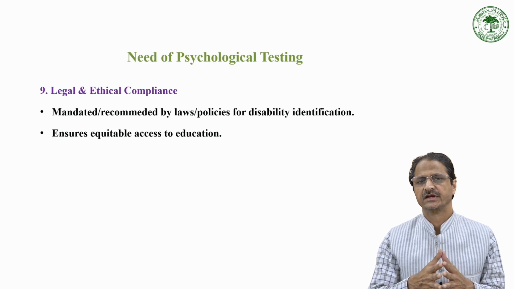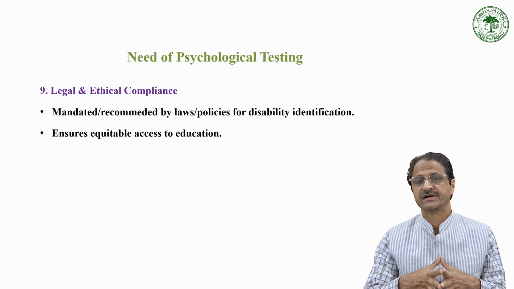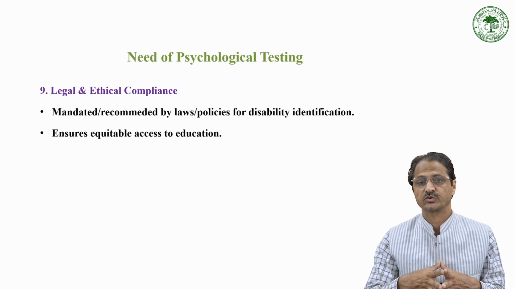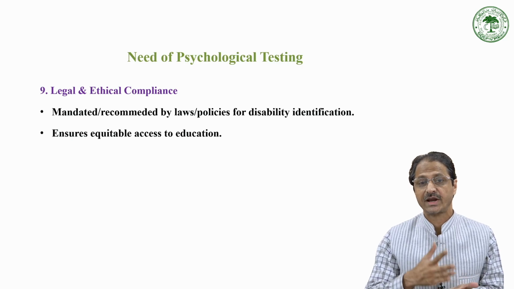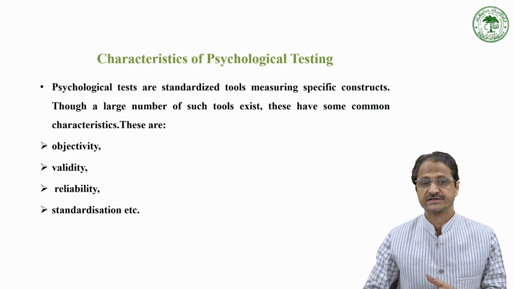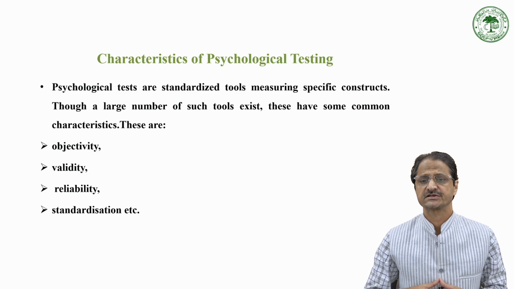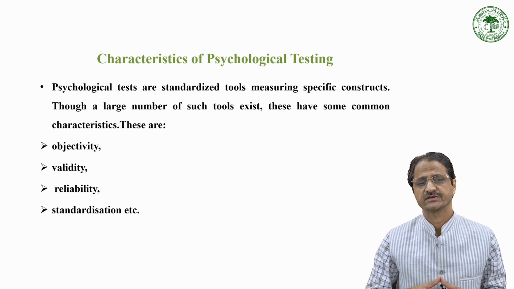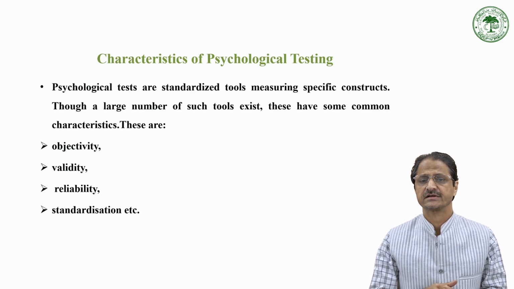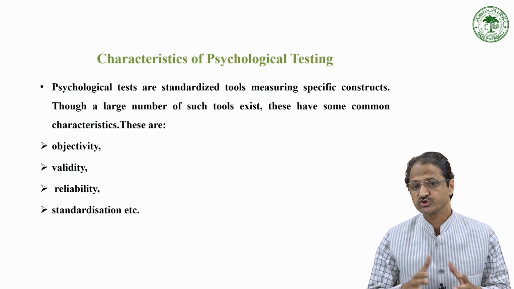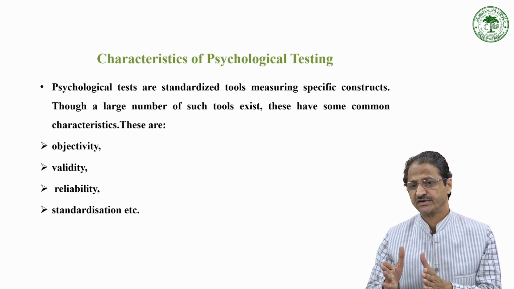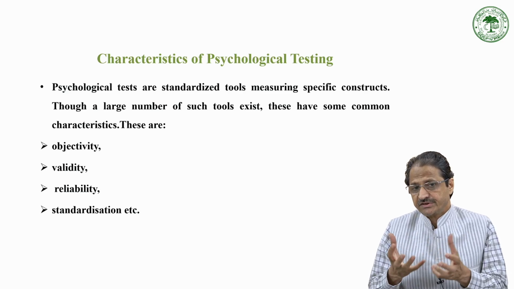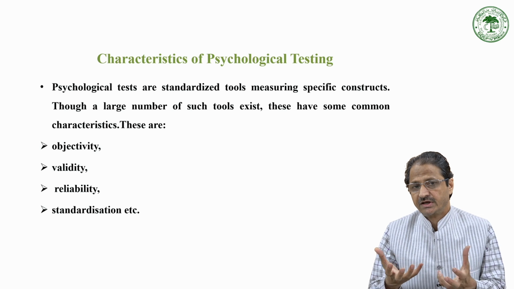Take for example, if there is a mentally retarded person, then we cannot expect that person to survive in the normal classroom. For that, we have to provide a special educational program and assistive devices. Now there are characteristics of psychological testing. Psychological tests are standardized tools measuring specific constructs, meaning capability or ability.